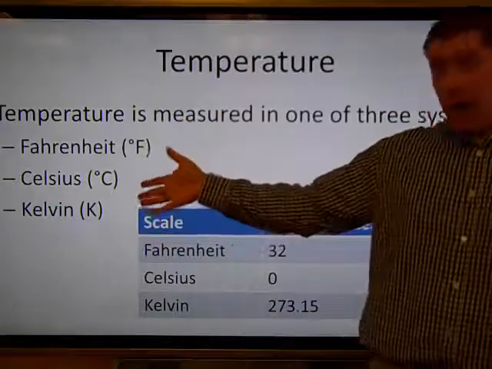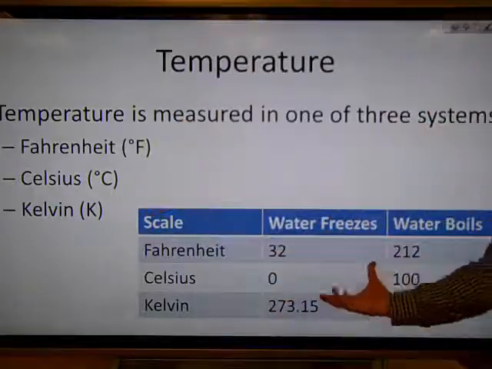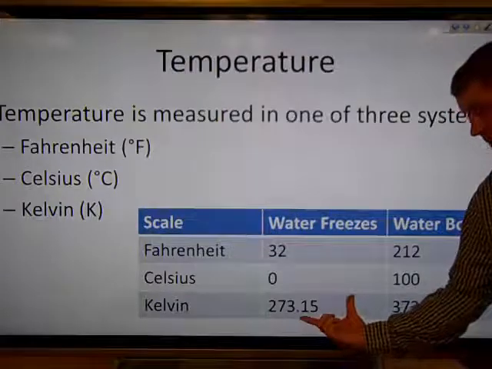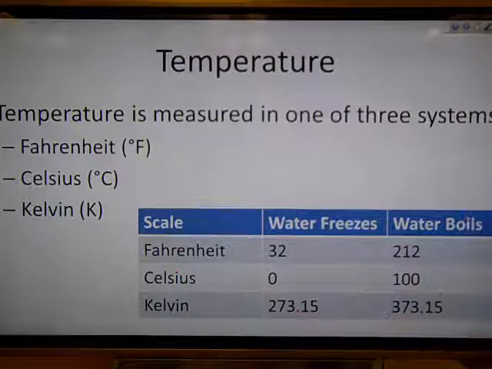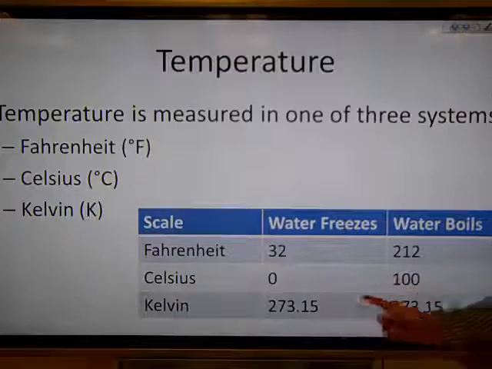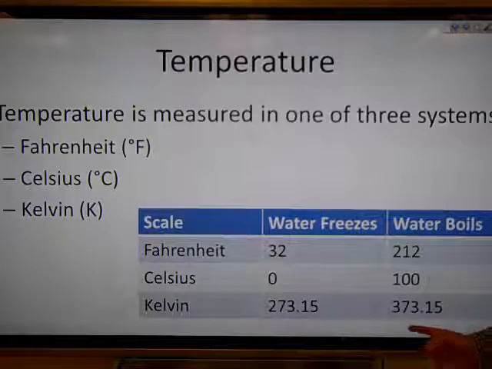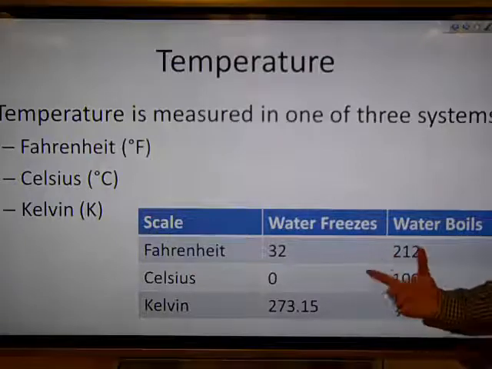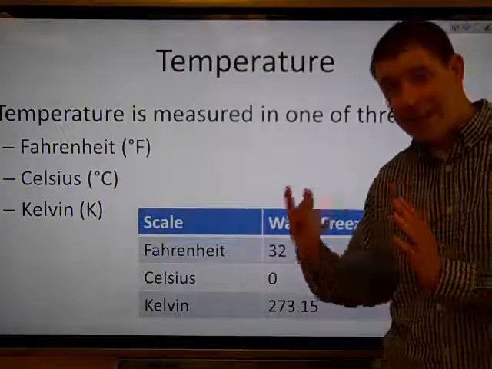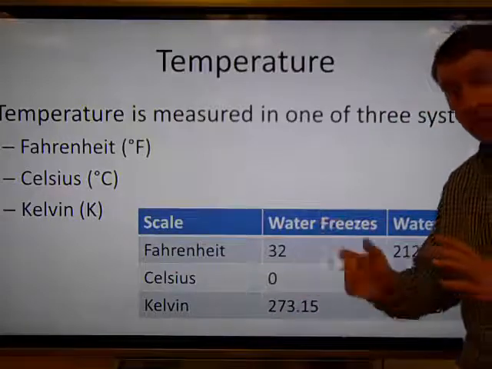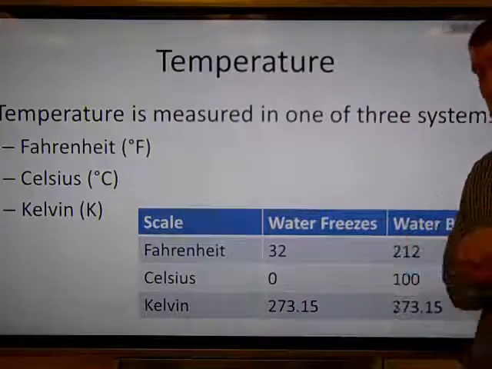And then we have Kelvin. So Kelvin is what we generally use in science, and there water freezes at 273.15 Kelvin, and water boils at 373.15 Kelvin. Note that the size of a Kelvin is the same as the size of 1 degree Celsius. Also note that it's not degrees Kelvin, it's just Kelvin. So it's kelvins and degrees Fahrenheit and degrees Celsius.